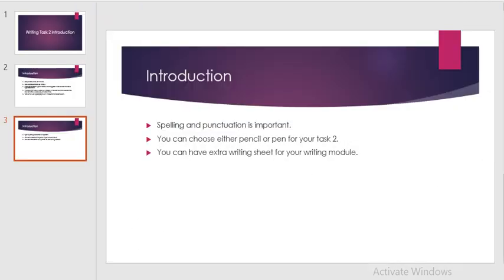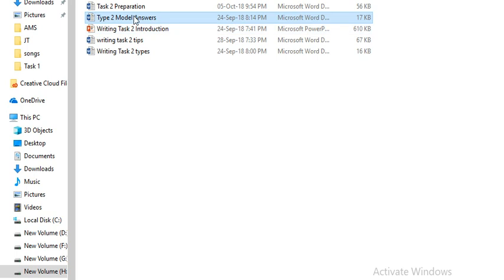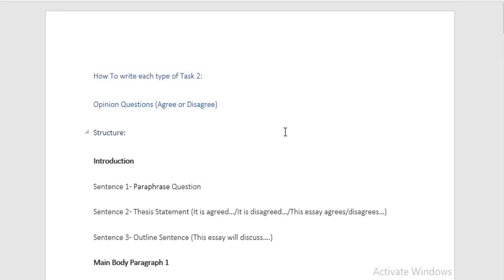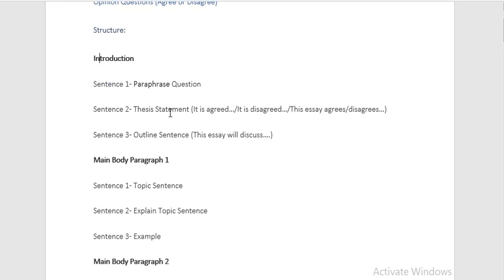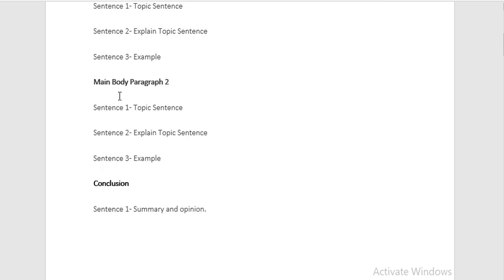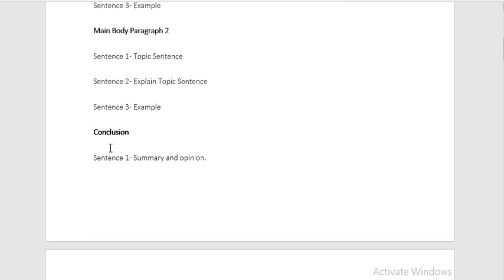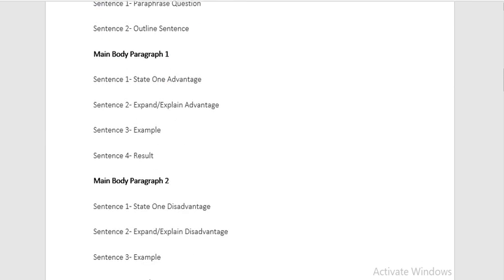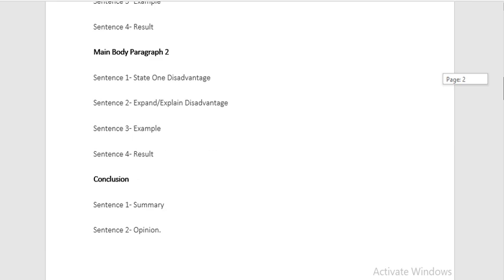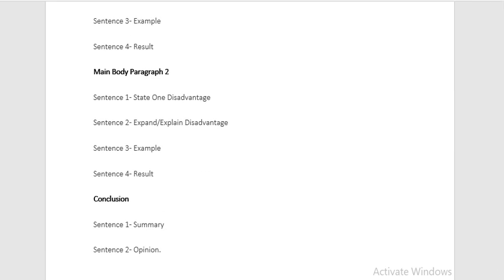Now we come to the structure of Task 2, how your essay should be structured. Number one is the introduction: paraphrase the question, then the thesis statement or outline sentence. Then comes paragraph 1: topic sentence, explain the topic sentence, and example. Then comes paragraph 2, and then again the conclusion. I'm going to upload all these files in the link in the description, and you can have a good view of them.